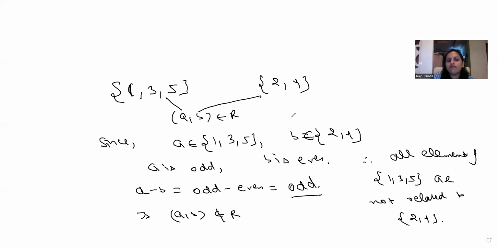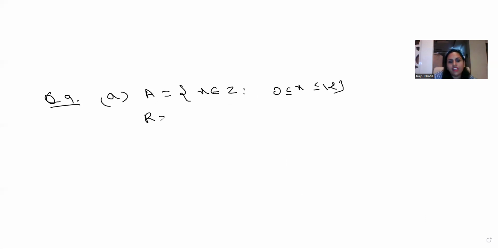Now, question number 9 is very similar to question number 8. A part of question number 9 is very similar to question number 8. The set A is defined as x such that x is an integer, x lies between 0 to 12. R is defined as (a, b) such that modulus of a minus b is a multiple of 4. We have to apply the same pattern as we did for the last question.